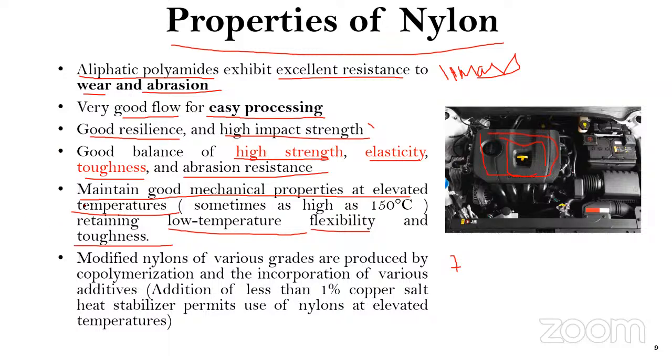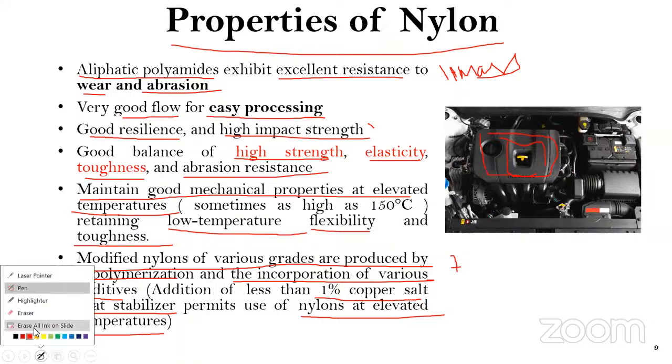So what happens when we modify this nylon? Various grades are produced, as I told you in the case of styrene, or in the case of carbonate, where we produce a lot of variety of this polymer. How do we do it? By copolymerization or the incorporation of various additives. Like addition of less than 1% copper salt, they are quite good heat stabilizers, and that nylon we can use at elevated temperature.